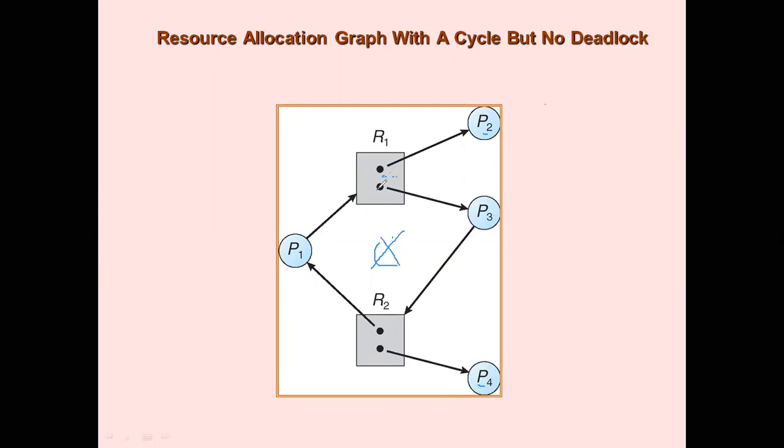So don't always come to a conclusion with respect to a cycle. A cycle may lead to a deadlock or it may not. And remember one thing: if every resource has only one instance, that is, just one dot inside the rectangle, and there is a cycle, then there is a 100% possibility of a deadlock. If there is more than one instance in the resource and there is also a cycle, then it may or may not lead to a deadlock. This is what you need to remember.